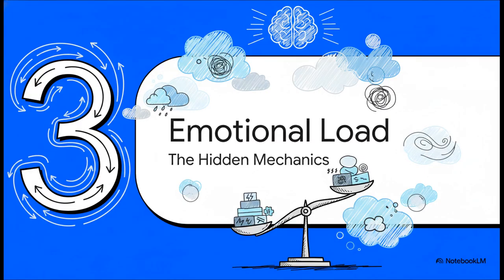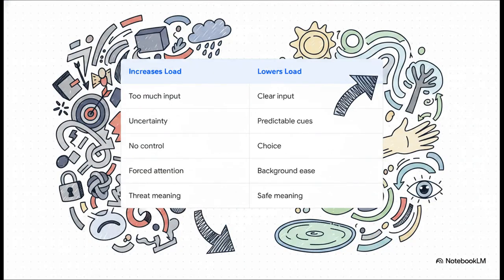All right, let's get into the mechanics. Section 3, Concept. Emotional load. Now, what's really interesting about this matrix is that it shows exactly how an environment asks our senses to process information. Take a look at the left column. Things like too much sensory input, uncertainty, having no control, forced attention, and threat-like meanings. All of that rapidly increases the pressure on us. But on the right side, we see the antidote: clear input, predictable cues, choice, background ease, and safe interpretation. That right there is your recipe for lowering the load.